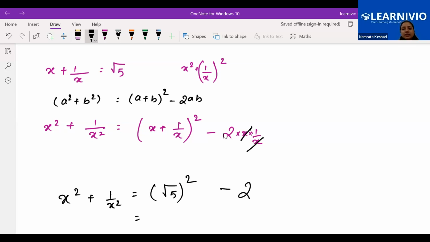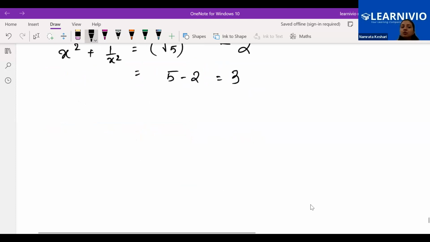Is it making sense to all of you? Yes. So root 5 square is just 5 minus 2, and yes, it is perfect. It will be 3. Yes, Sad, you said no? Yeah, it will be 3. Let's continue. Now we also have to find x to the power 4 plus 1 by x to the power 4. Let's make a formula by ourselves now.